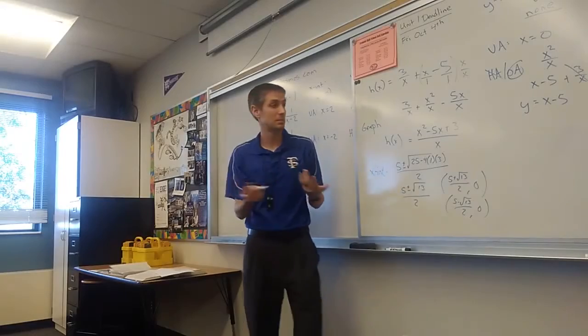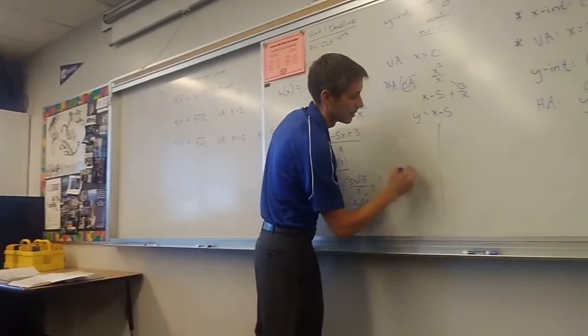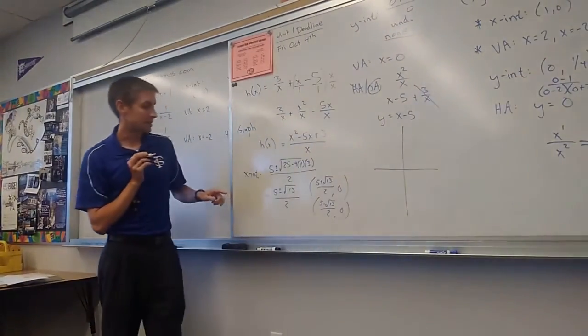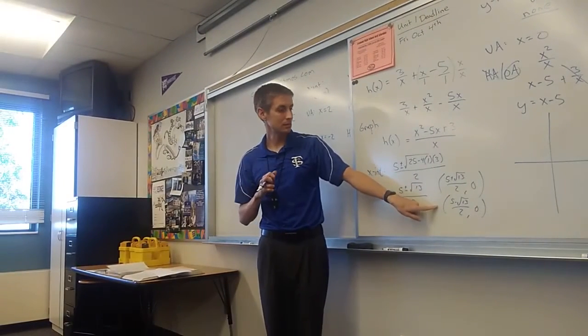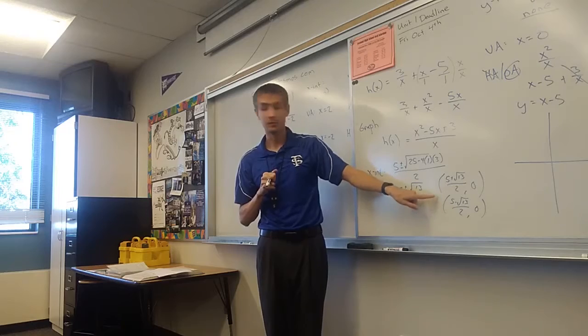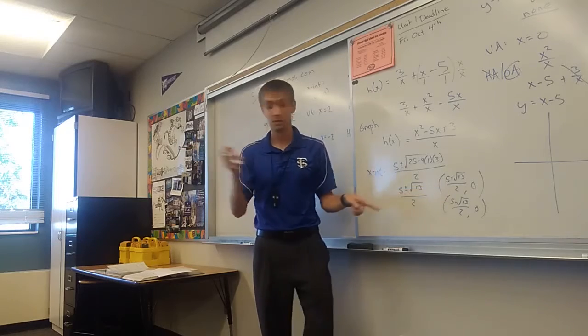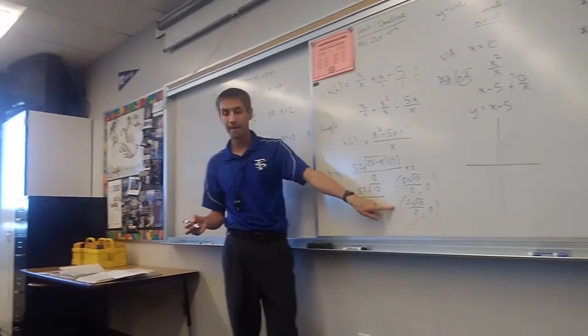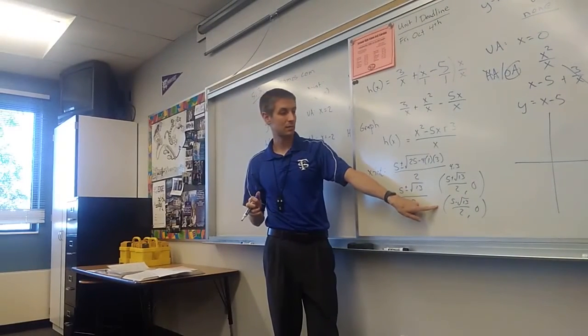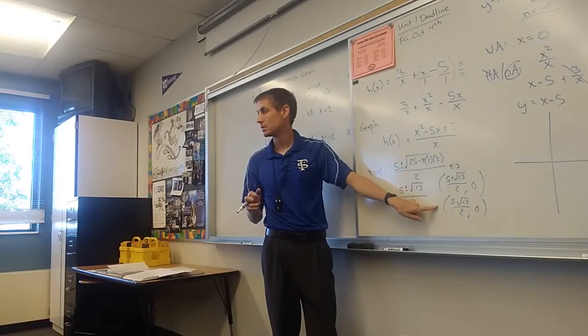0.6, 0.7? Okay, so about 0.7. So then if I'm plotting those, 4.3 is going to be there. 0.7 is going to be about right there. The vertical asymptote we decided was at 0, so that's right on the y-axis.